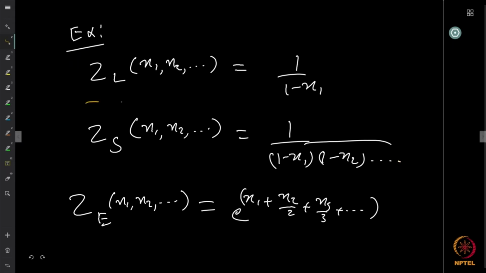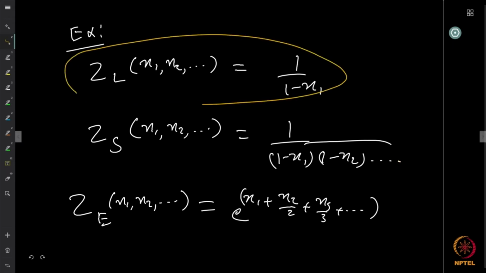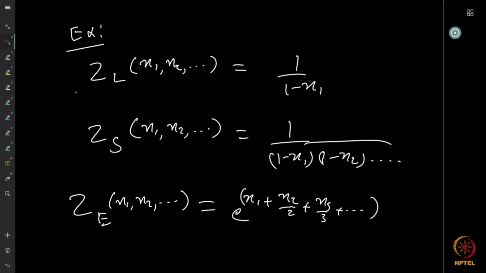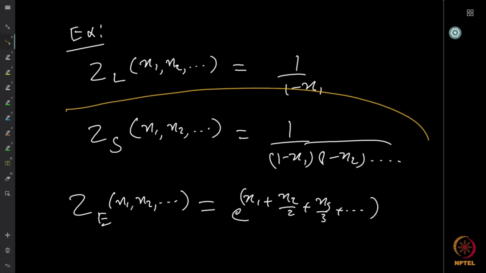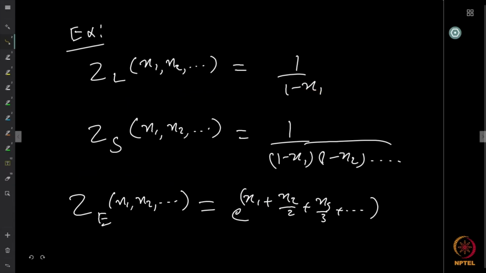If you look at the cycle index series of the linear structures, the linear orders, the ZL of x1, x2, etc. is 1/(1 - x1). On the other hand, the cycle index series of the species of permutations is actually 1/((1 - x1)(1 - x2)...). It goes on.